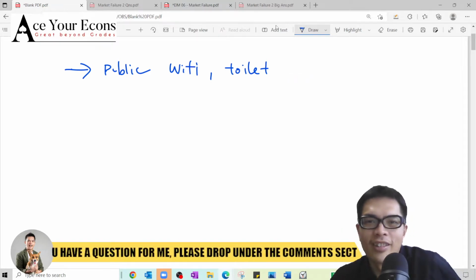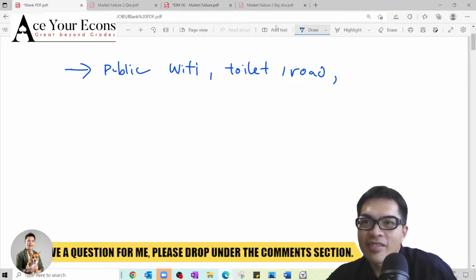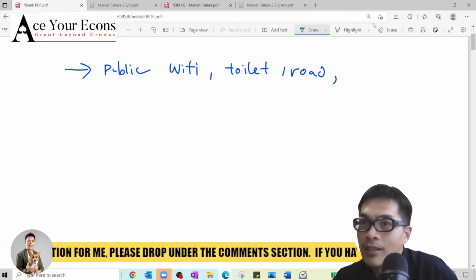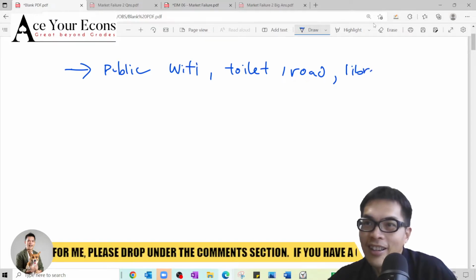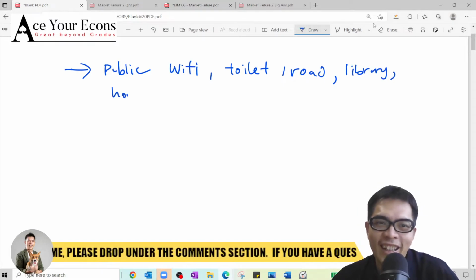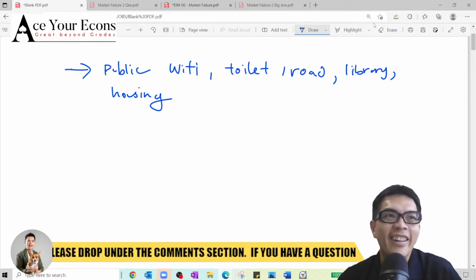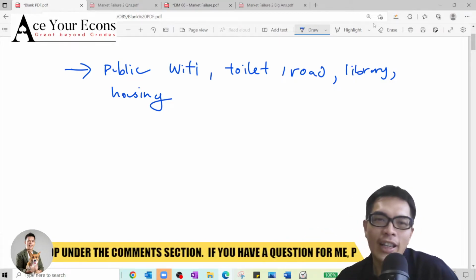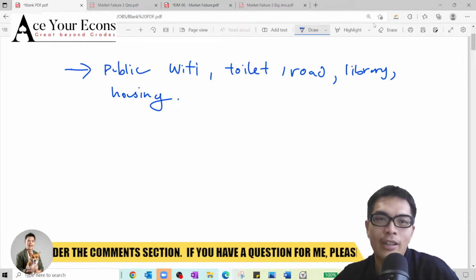Public road. What else? Public library. Public housing. Anything more? Okay, I think that's more or less enough. Let's go through them one by one.